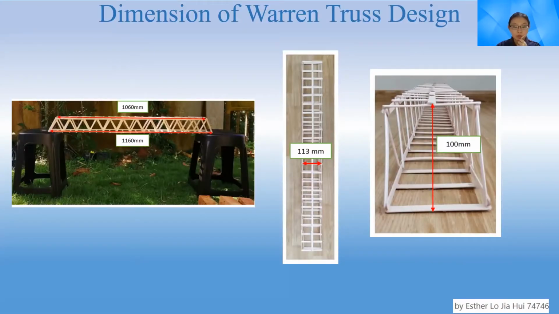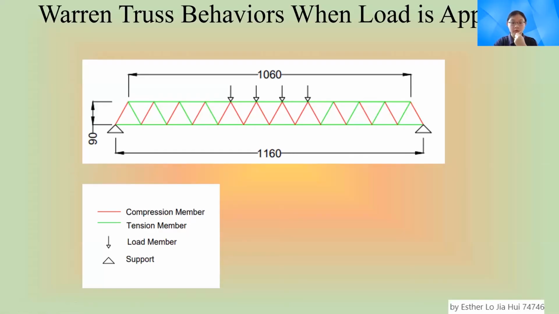About the dimensions of the wooden truss, the upper deck will be 1060 mm and the lower deck will be 1160 mm, whereas the width will be 113 mm and the height will be 100 mm. Next will be the wooden truss behavior when a load is applied on the truss.